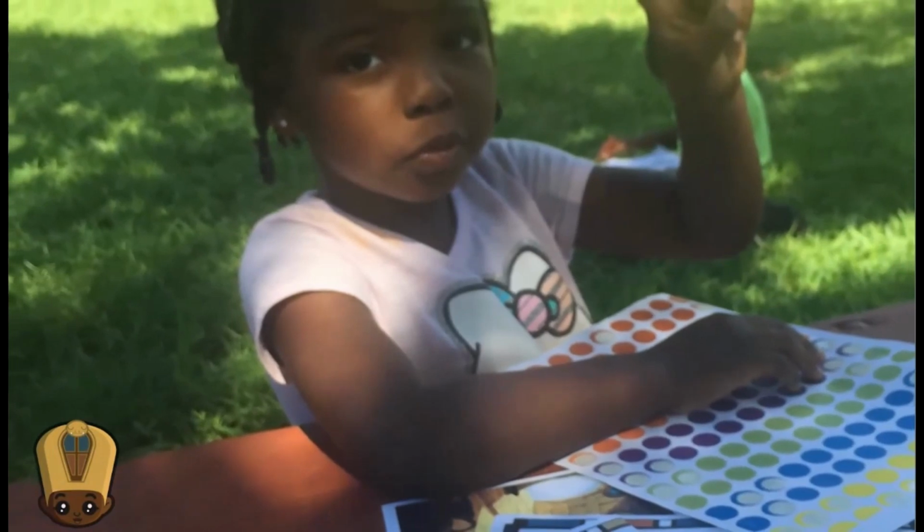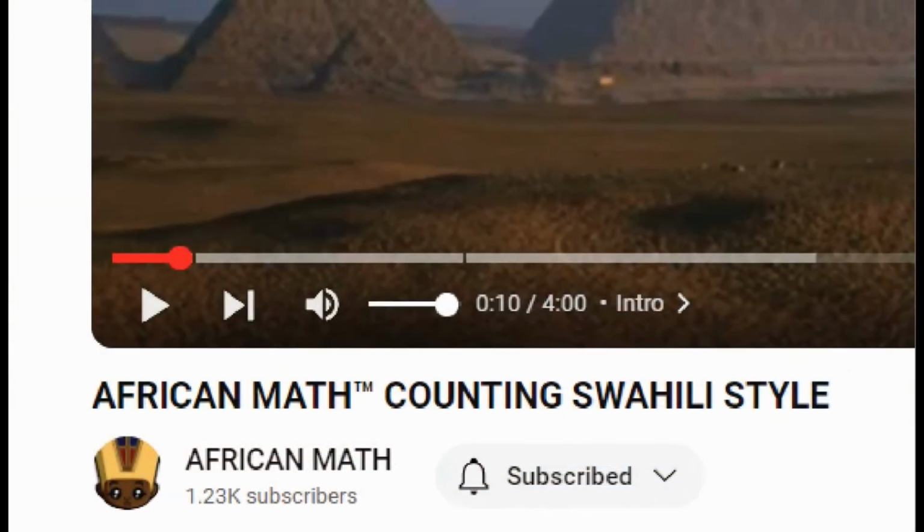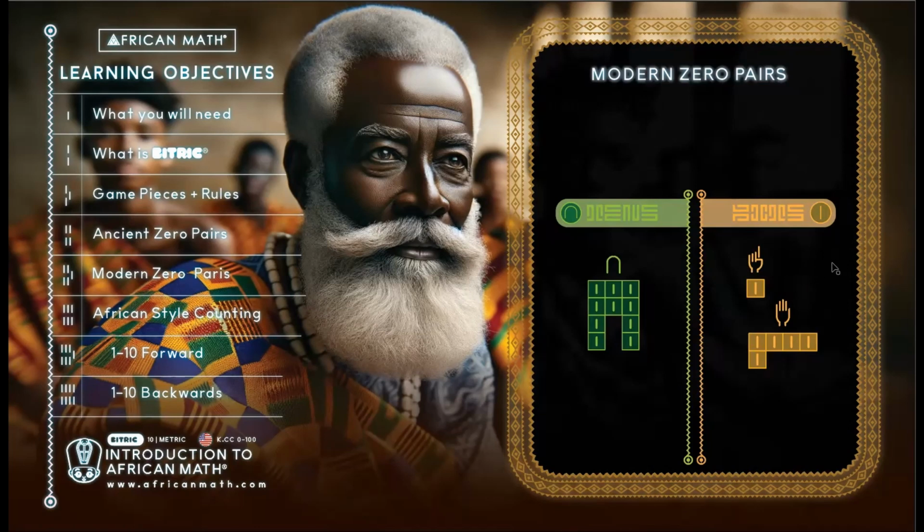My advice is to go back and watch that video, and I think it'll help you tremendously when it comes to understanding how to count structurally. We're going to do that now as we clear our play space and we start to count Swahili style.